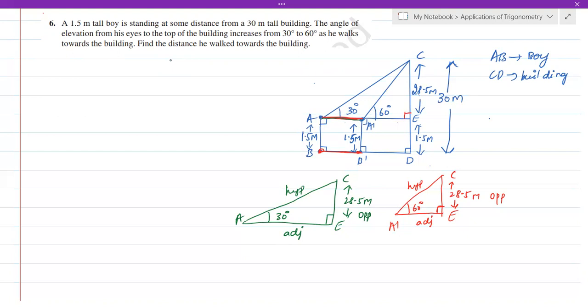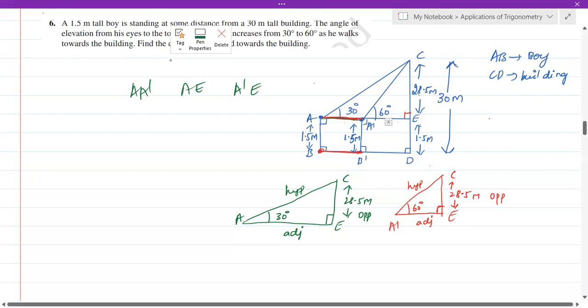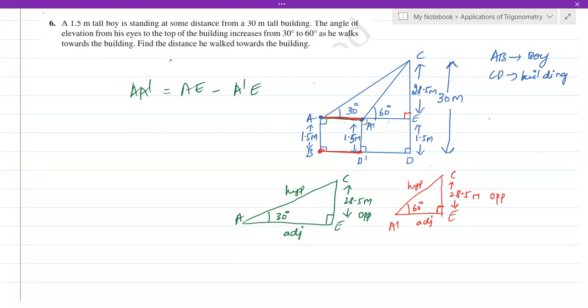Then what will we do? We found AE, and we also found A'E. What is required? AA' is required. Observe, the red color line is required. Initially we found AE. In this green color, that is AE, if I subtract A'E, what do we get? We get AA', isn't it? So it's very simple. In the bigger triangle ACE, we are going to find AE. In the smaller triangle, that is the red color triangle, we are going to find A'E. Subtracted, we get AA'. AA' is actually equal to BB', that is the distance walked.